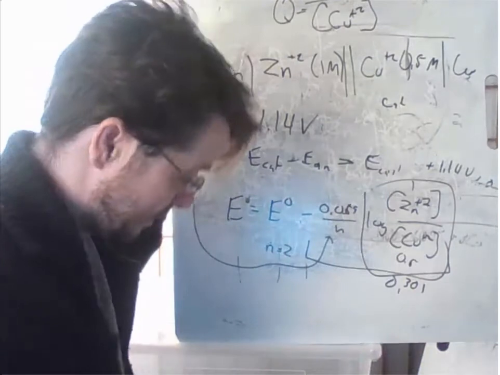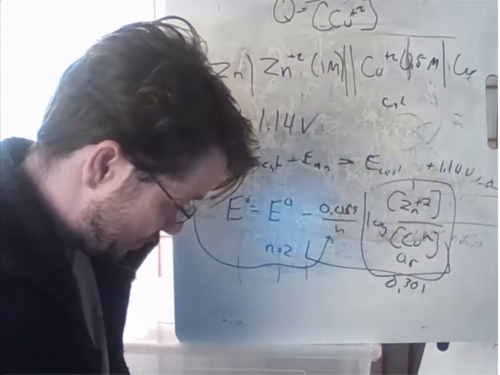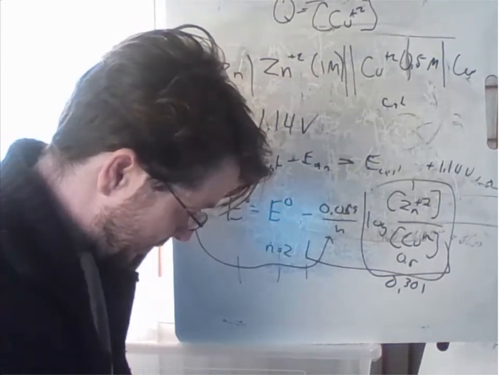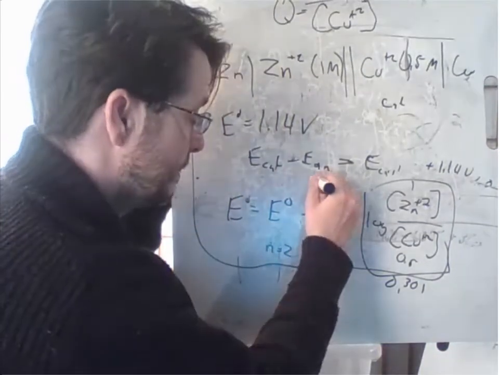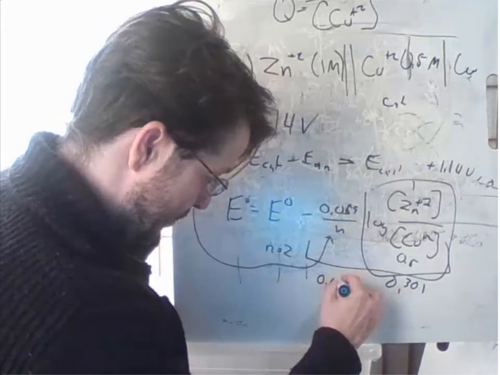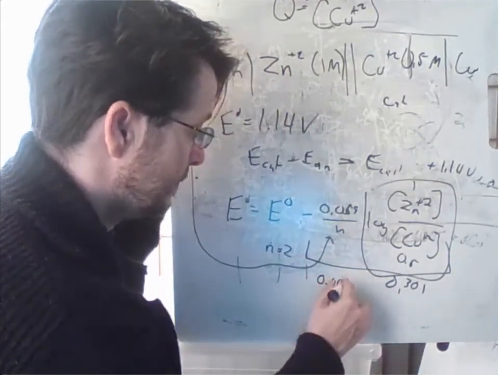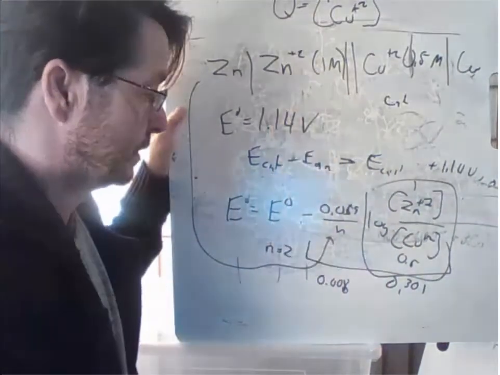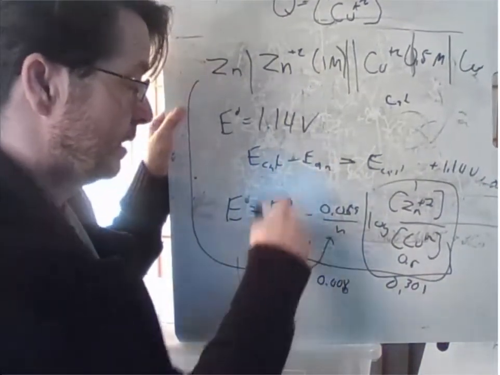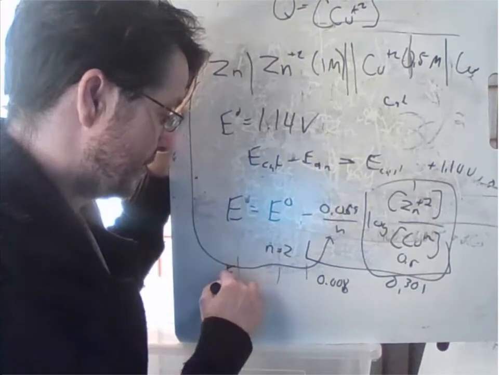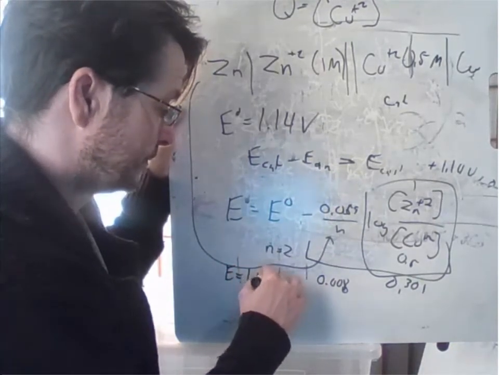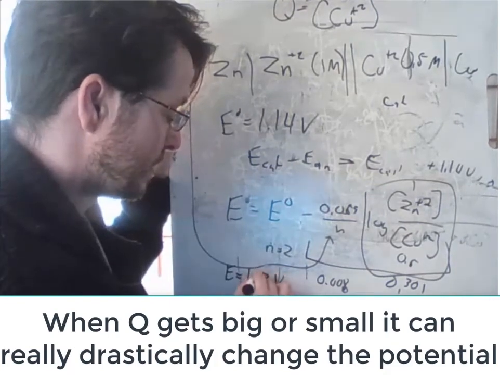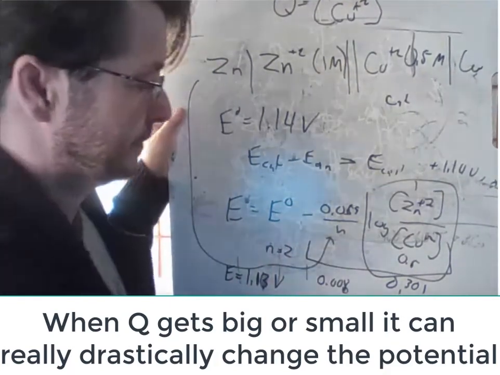I get this value is equal to 0.301 times 0.059 divided by 2 equals 0.008, and so this total voltage is going to be about E is equal to 1.13 volts. Okay, so slightly lower.